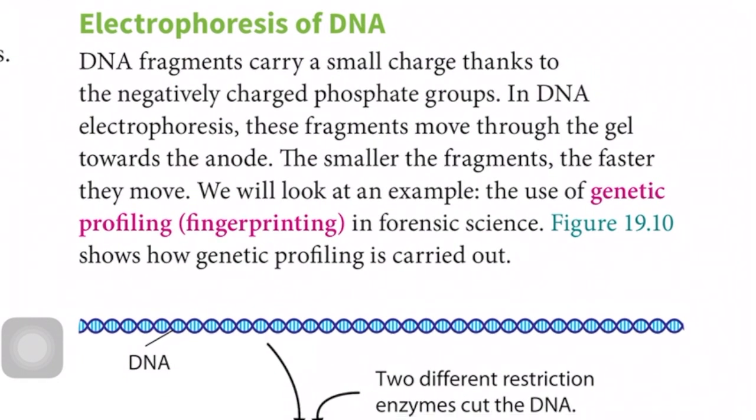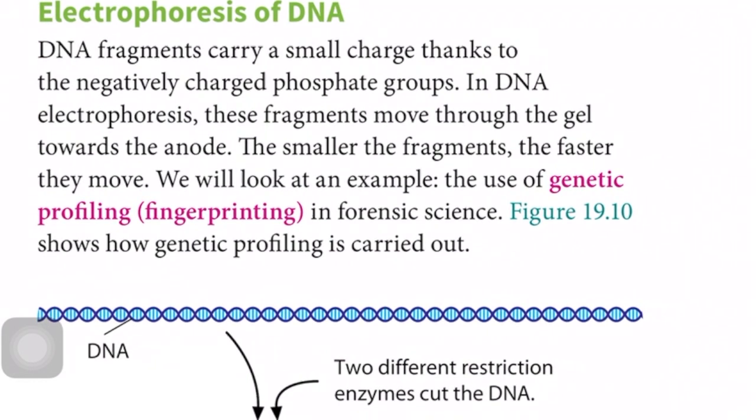This can be used for genetic profiling or fingerprinting. Okay, let's see. DNA fragments carry a small charge thanks to the negatively charged phosphate groups. That is why they can be introduced in an electric field, positive and negative, and so they will move. Since they carry a negative charge, they will move towards the positive charge. In DNA electrophoresis, these fragments move through the gel towards the anode. Yes, just as in electrophoresis of protein, the smaller the fragments, the faster they move. True. We will look at an example, the use of genetic profiling in forensics.